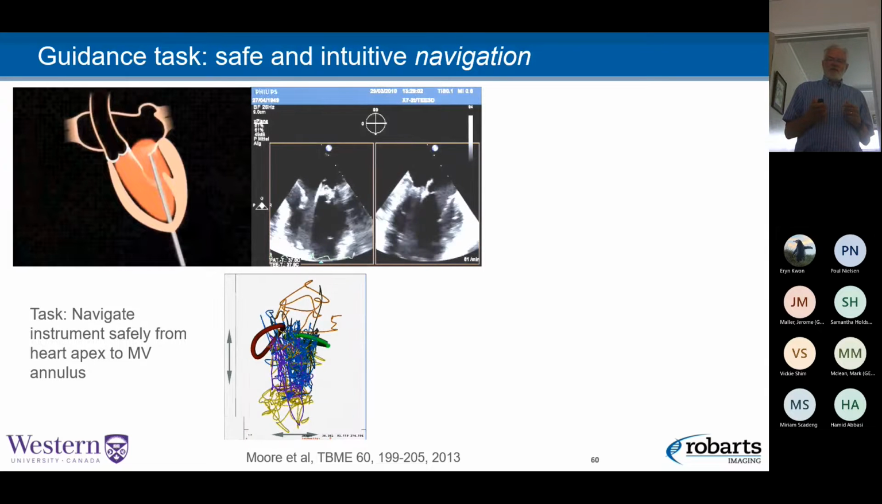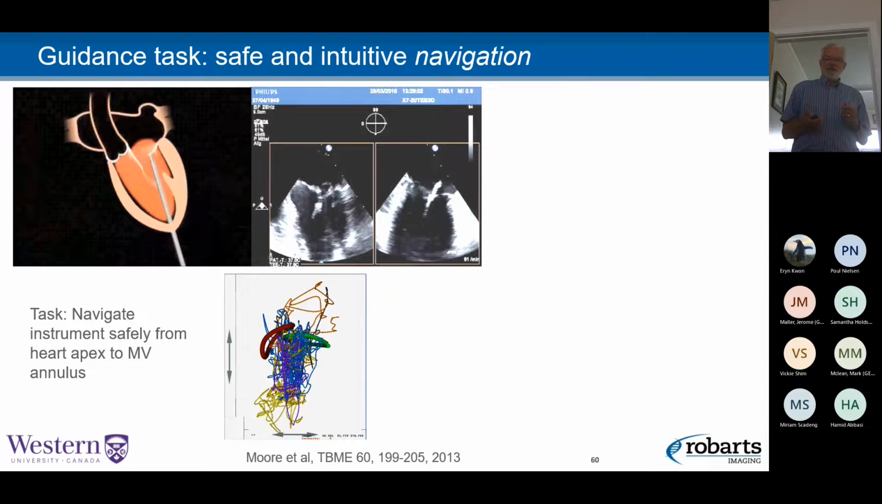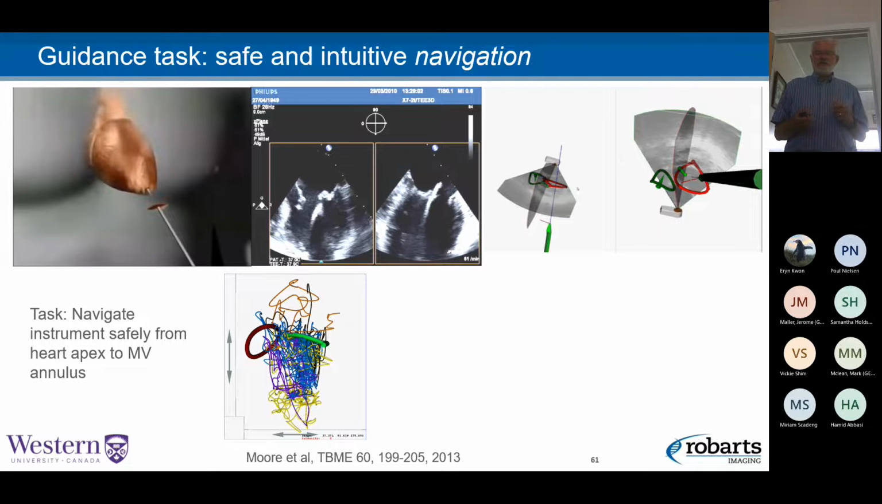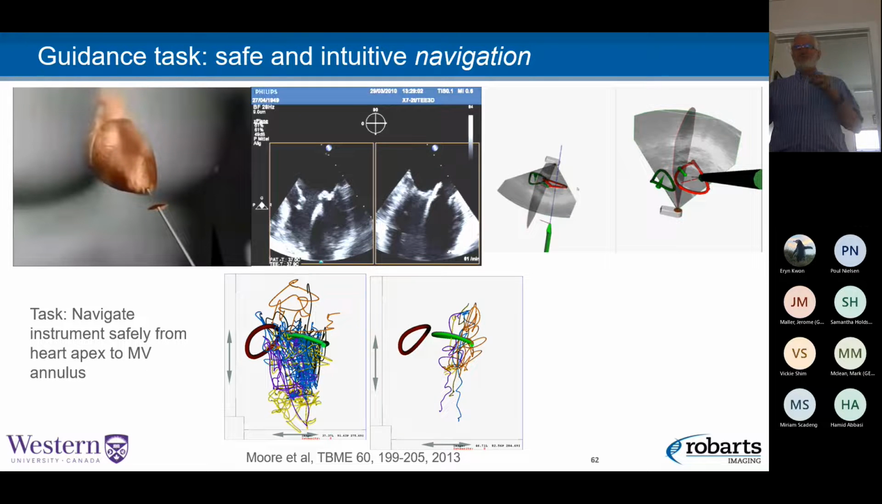So we redeveloped the interface and showed the surgeon the image that you see on the right, a bullseye image, and an image looking perpendicular to that. This image shows how far away off the target they are.